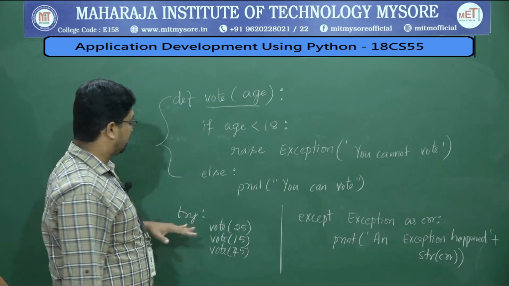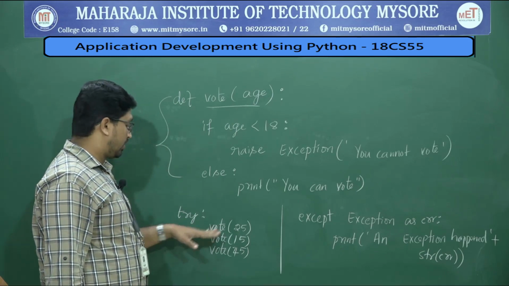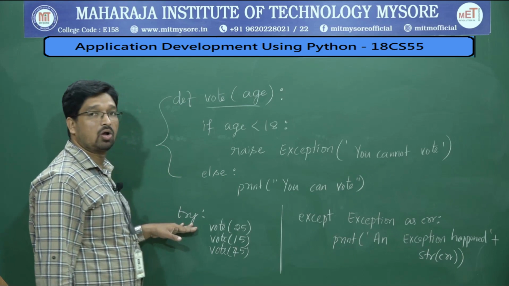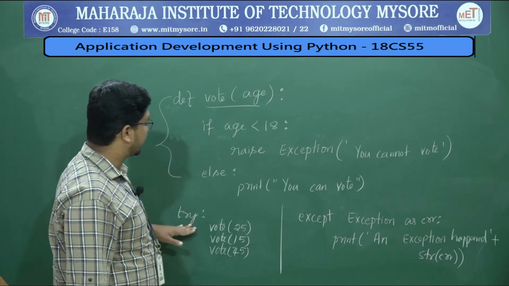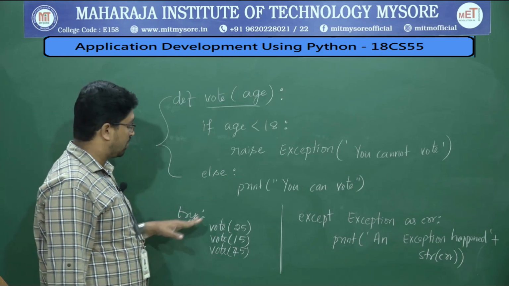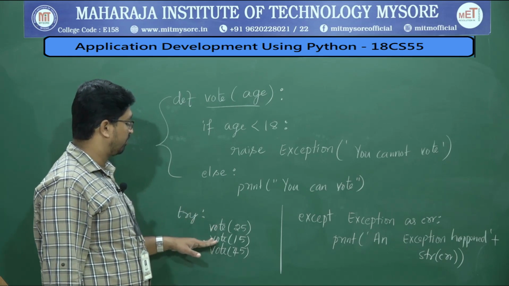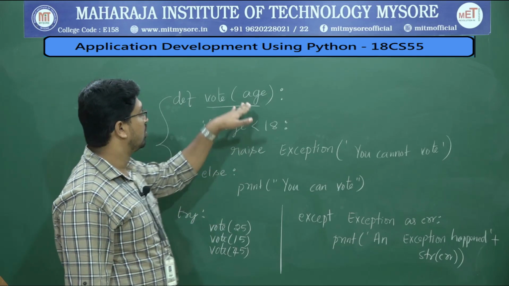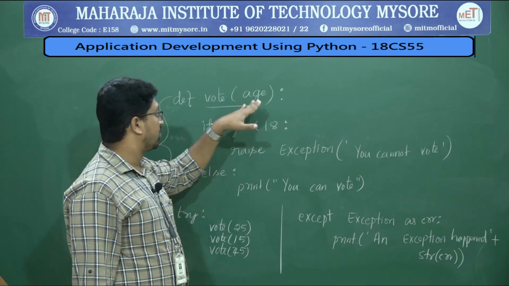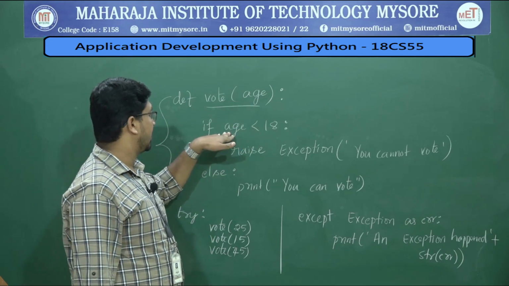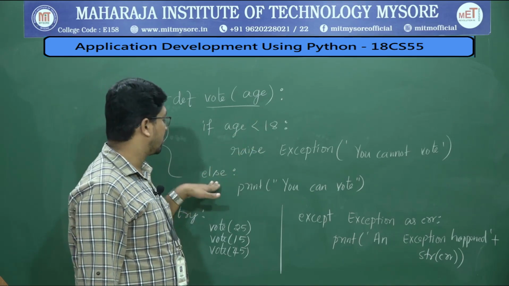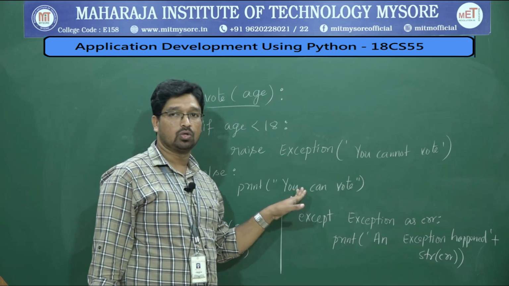Once the function is completed, I am calling that function, and I am writing the call within the try block. So inside the try block I am writing vote of 25, vote of 15, vote of 45. When I pass vote of 25, it will go to the vote method. Then it will check whether 25 is less than 18, no. So it will go to the else part, and it will say you can vote.